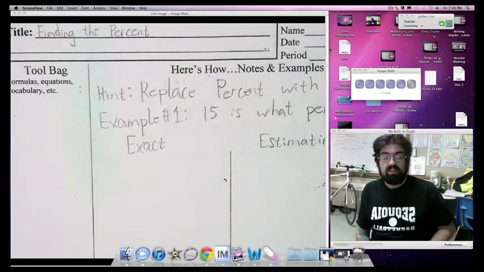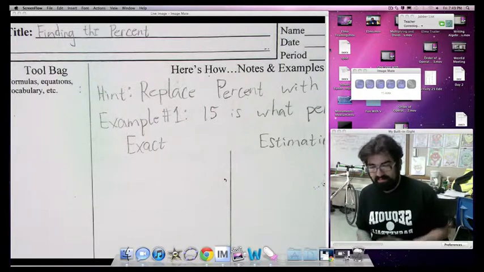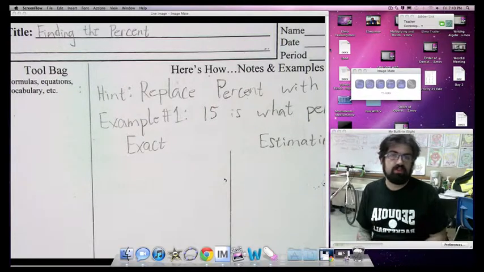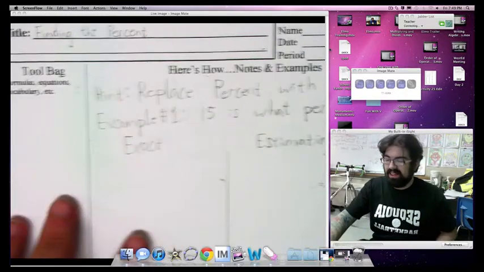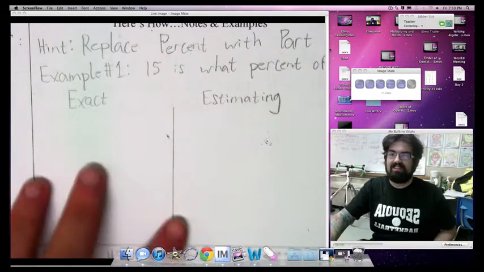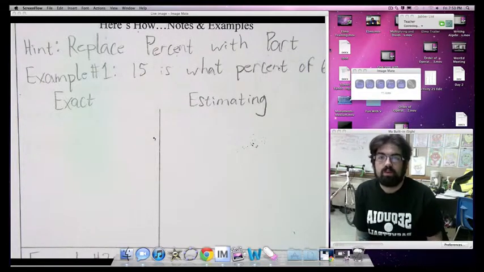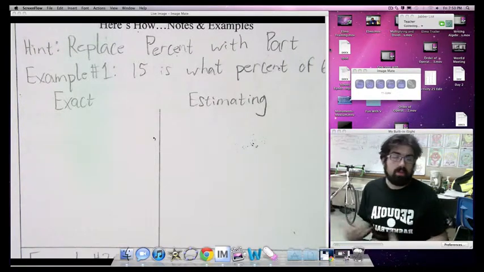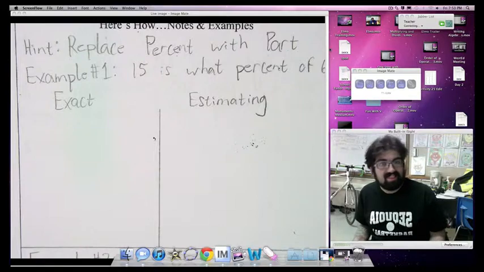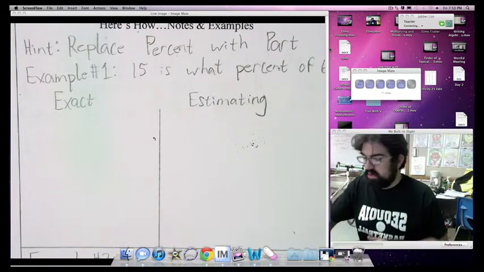Hi, this video is going to be on finding the percent, which is a review for 7th grade. My big thing is whenever they give you a sentence, you can always replace the word percent with part. We're trying to figure out what part of the whole thing, well the whole thing's always 100%, so what part of 100% is this?